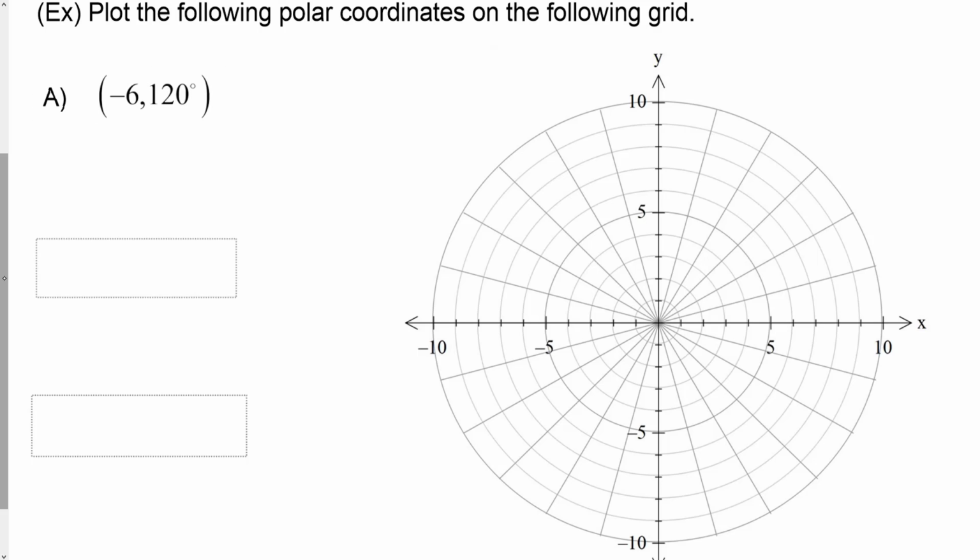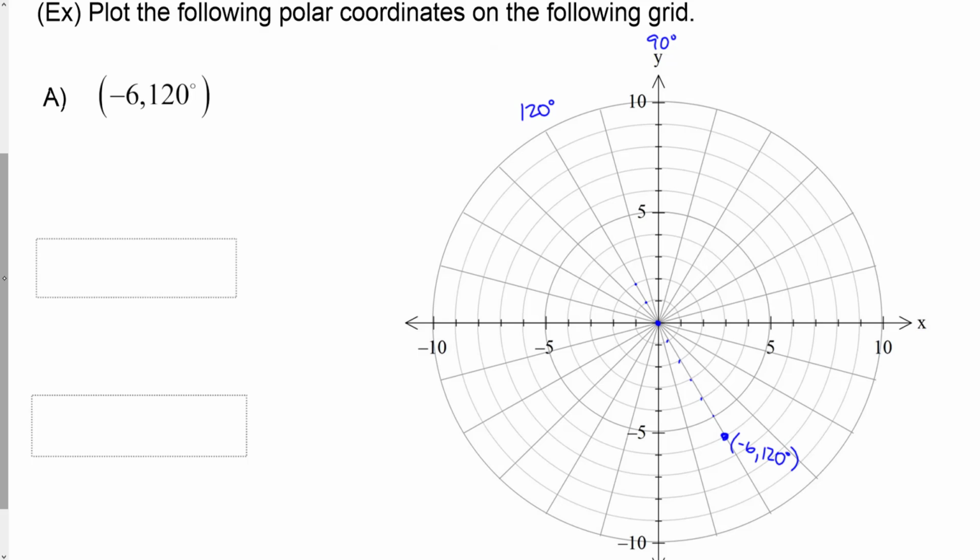First I want to plot (-6, 120°). So 120 degrees is going to be in quadrant 2, and if this is 90 degrees, then I'm 30 degrees past that, so this is 120 degrees right here. So starting from the origin, I need to go -6. So what that means is, instead of counting this direction, I count the other direction to go -6. So 1, 2, 3, 4, 5, 6. That point right there is (-6, 120°).